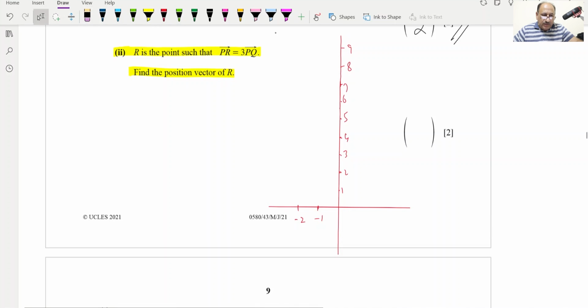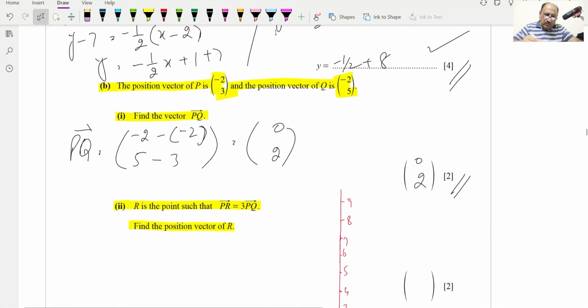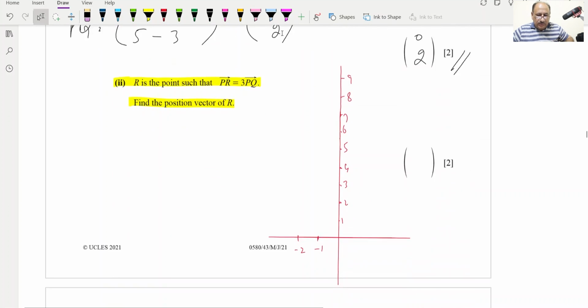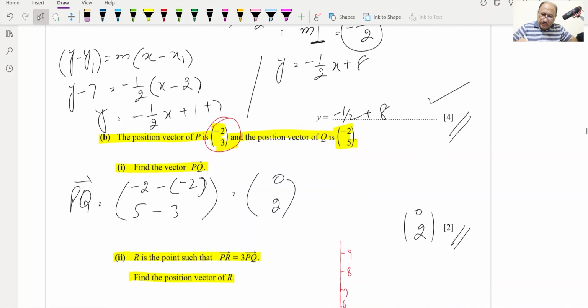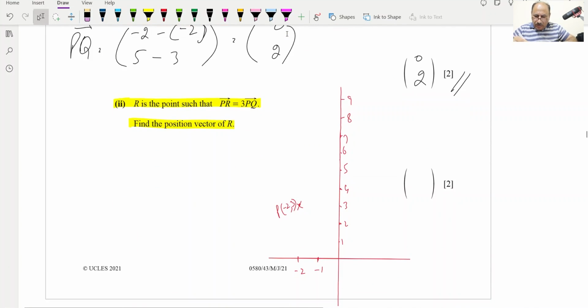So P is the point which has coordinates -2 and 3. So we can indicate P as -2 and 3 over here. So this is point P with coordinates -2 and 3. Now Q is what? Q is -2 and -5. So Q will be like this one over here, and PQ will be this line. So we can show Q is here and it has coordinates -2 and -5.